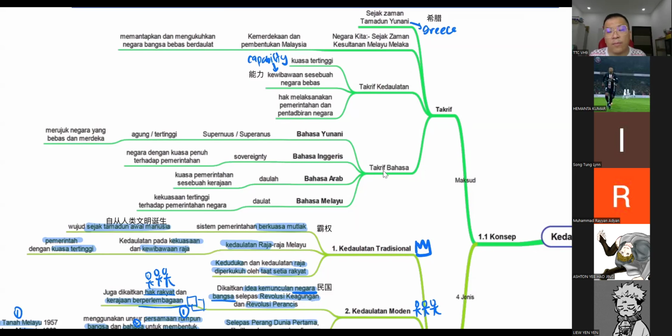Now, from different languages, let's see what sovereignty means. In Greek, the word is called superanus, or superness. Superanus means super asshole. Anus means asshole, and asshole means don't play along. Don't play along means you are unique. You don't play along. Under what circumstances will your friend scold you, saying you are such an asshole?